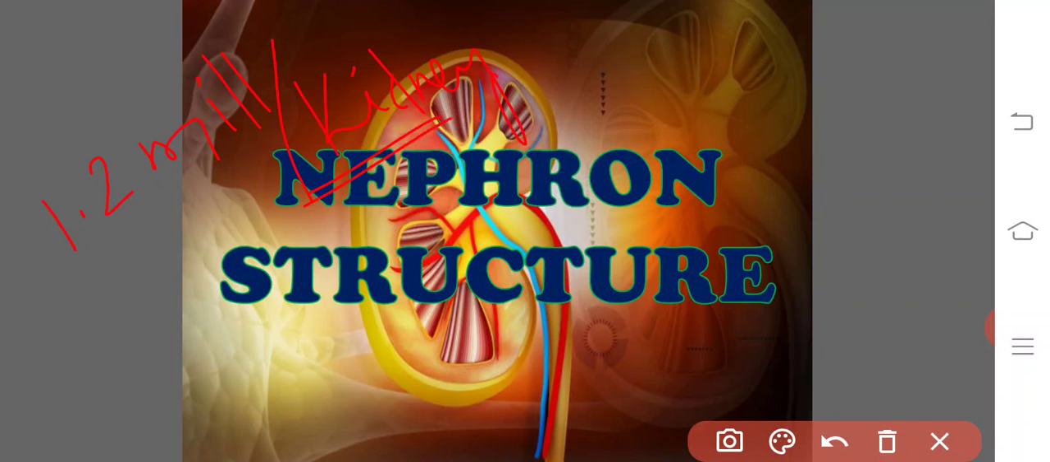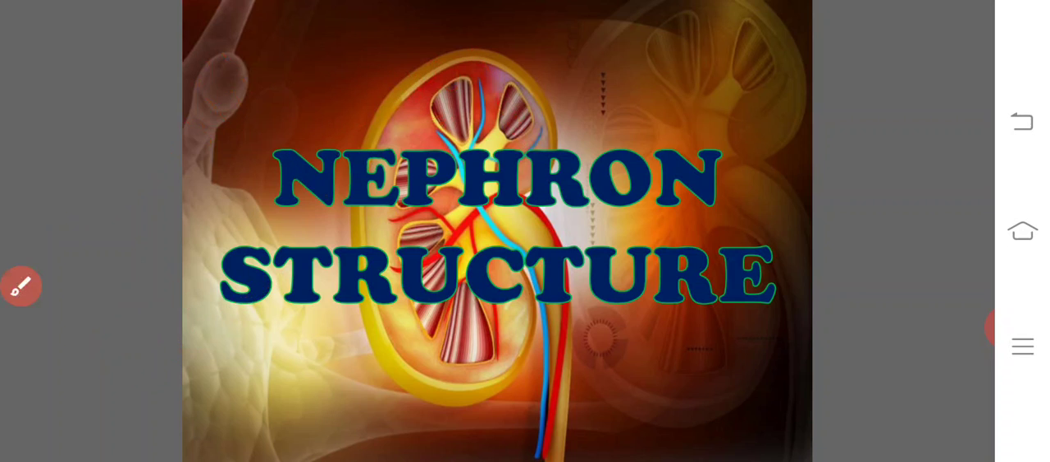So for the two kidneys, 2.4 million. One million means 10 lakhs, so 24 lakhs of nephrons are present. Each kidney is composed of numerous minute nephrons and ducts, also known as the uriniferous tubules. Nephrons are the structural and functional units of the kidney. They are embedded in loose connective tissue.